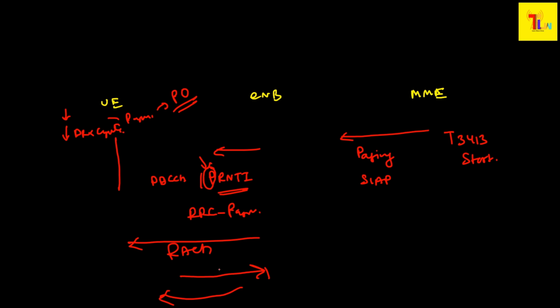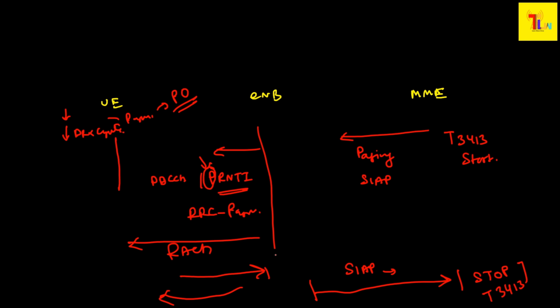So this complete RRC process will be performed here, and once this has been done, the eNodeB will send the service request on S1 AP. After that, the timer which had already started, the supervision timer specifically for paging, will stop. So T3413 will stop at this particular time. This is the normal flow I have just added so that you can easily understand T3413.